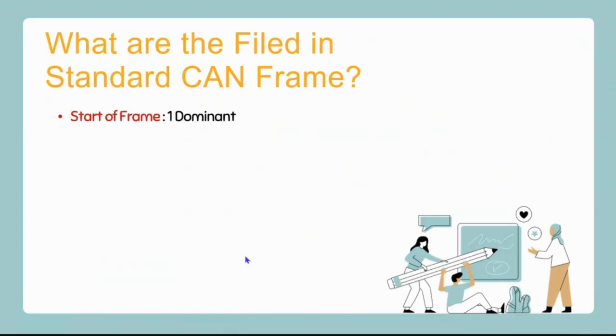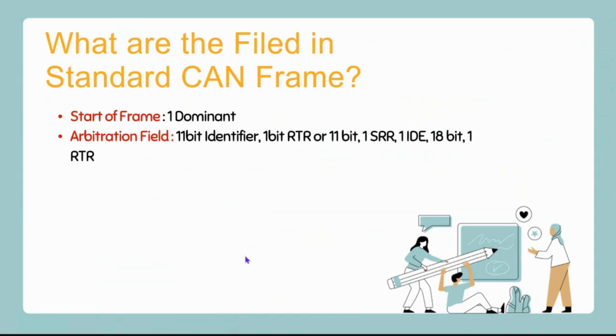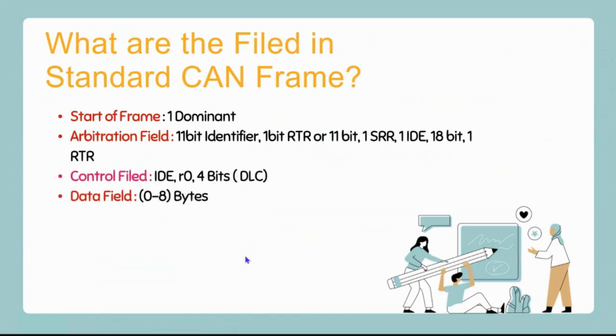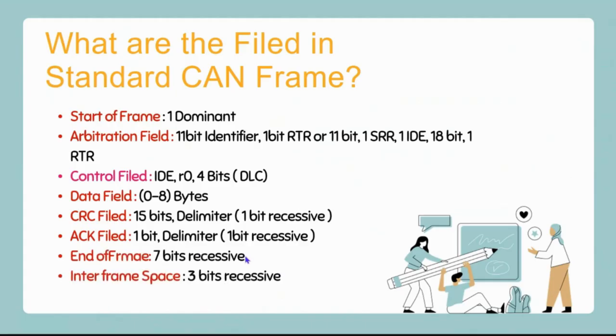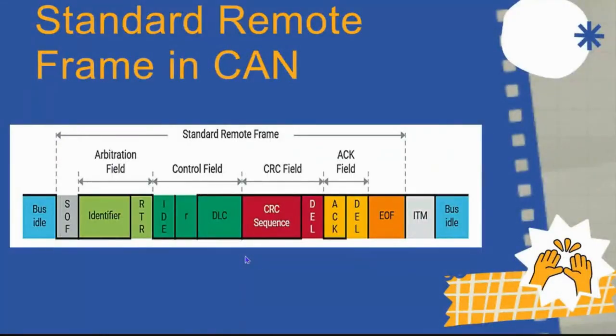What are the fields in the CAN standard frame? Arbitration field with the 11-bit identifier, control field with IDE, data field with 0 to 8 bytes of data, CRC field of 15 bits and delimiter, acknowledgement slot and delimiter of 1 bit each, end of frame of 7 recessive bits, and interframe space of 7 recessive bits.